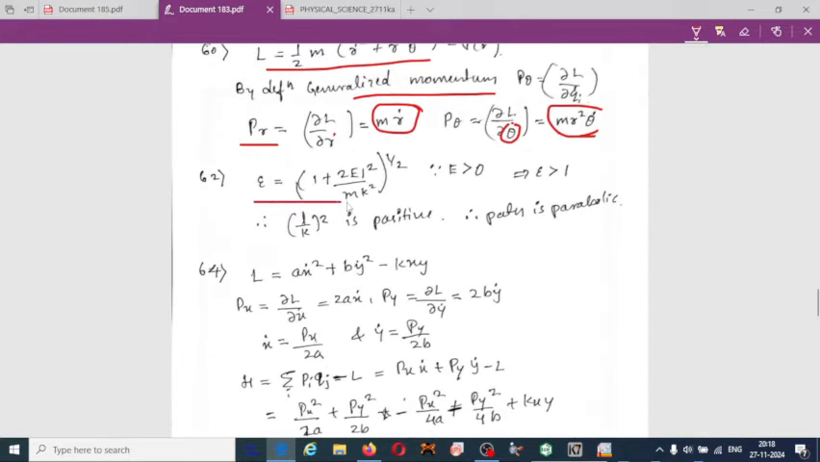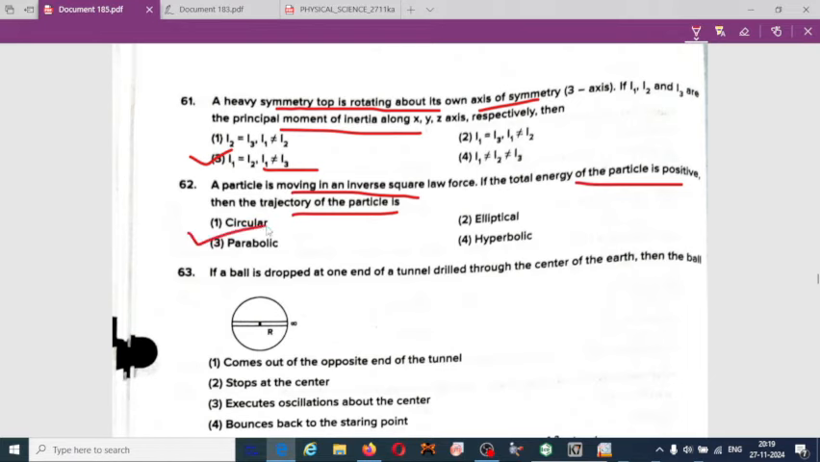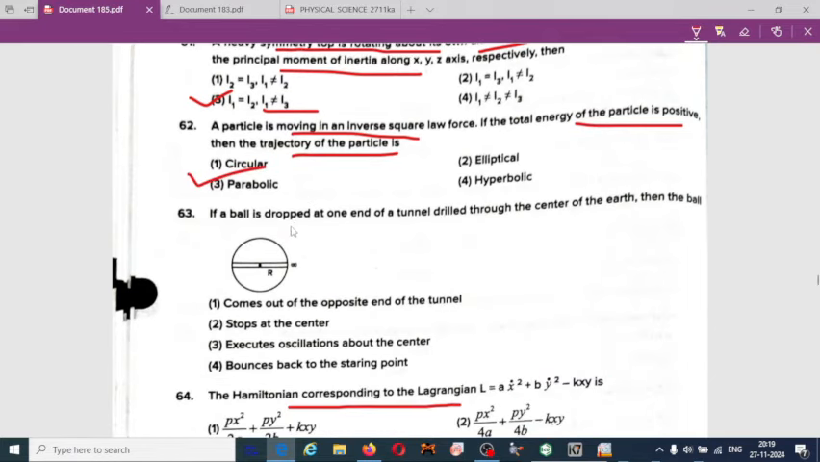So here is the equation to know the trajectory of the particle. So here energy is greater than 0, which implies epsilon must be greater than 1. Then the ratio L by K square is positive if epsilon is greater than 1. Then the path of the particle is parabolic. Option 3 is correct.